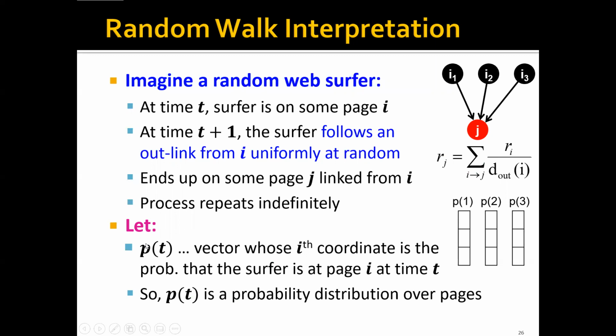And let's say that we have this vector p^t where the i-th coordinate is the probability that the surfer is at page i at time t. For example, let's say that we have only three web pages, then p^1 is a vector of length three. And the first entry of this vector is the probability that the surfer is at page one at time one. Similarly, here p^2 is also a vector of length three, and this entry simply means the probability that the surfer is at page one at time two. So you can see that p^t here is actually just a probability distribution over all the pages.